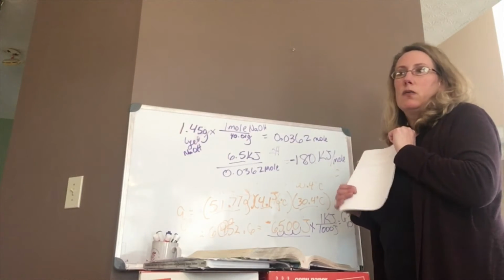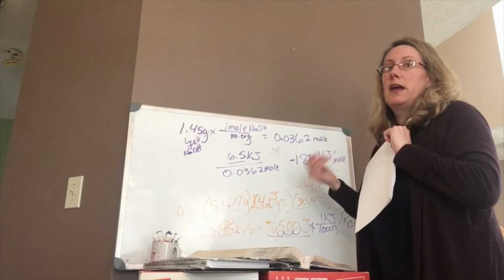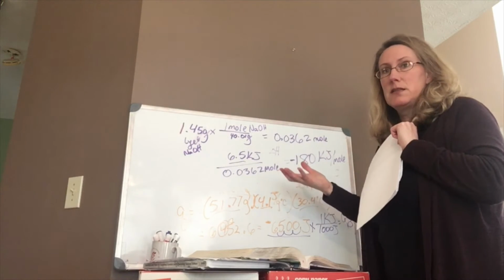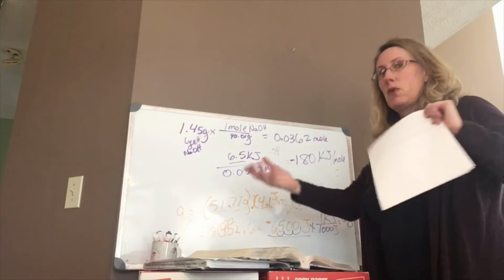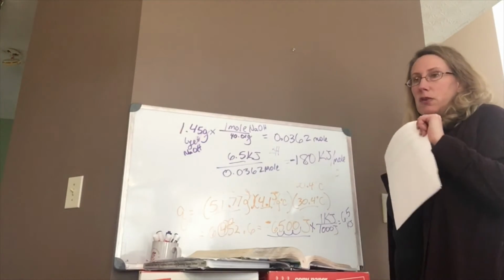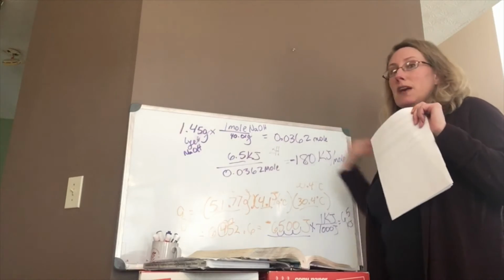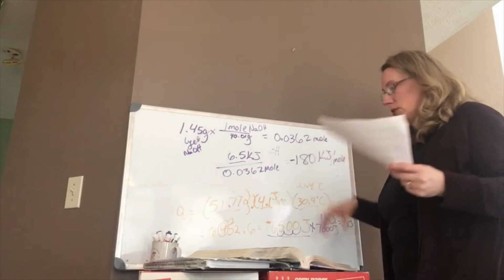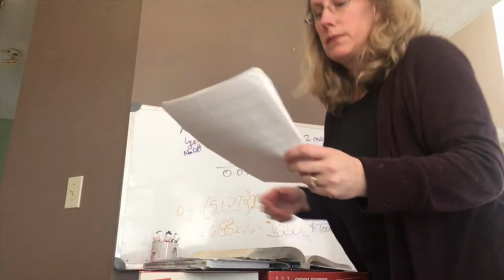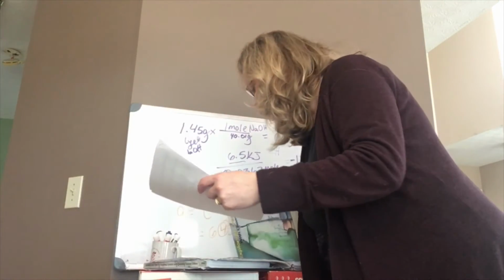All right, what does that tell you? That tells you that we got heat off of this, and we can measure that heat, and that heat is a negative number only because it's coming off. So if that heat would have been going into something, it would be positive. But because it's coming off, it's a negative number. They just do that for clarification.